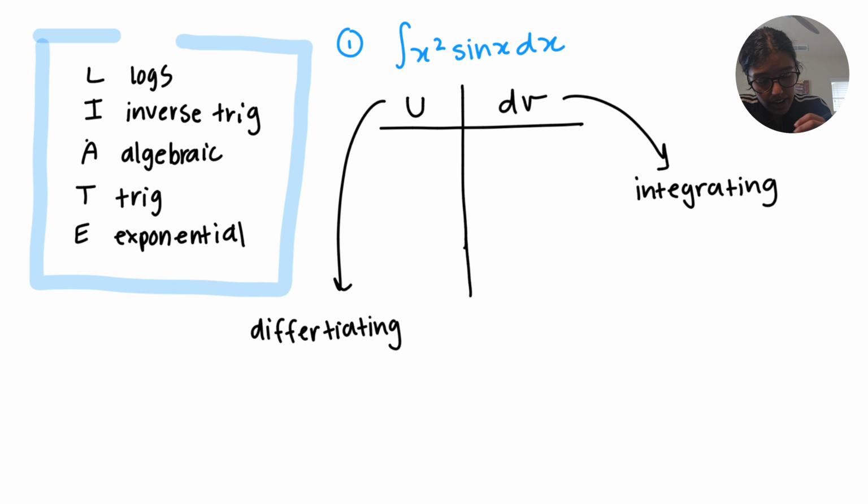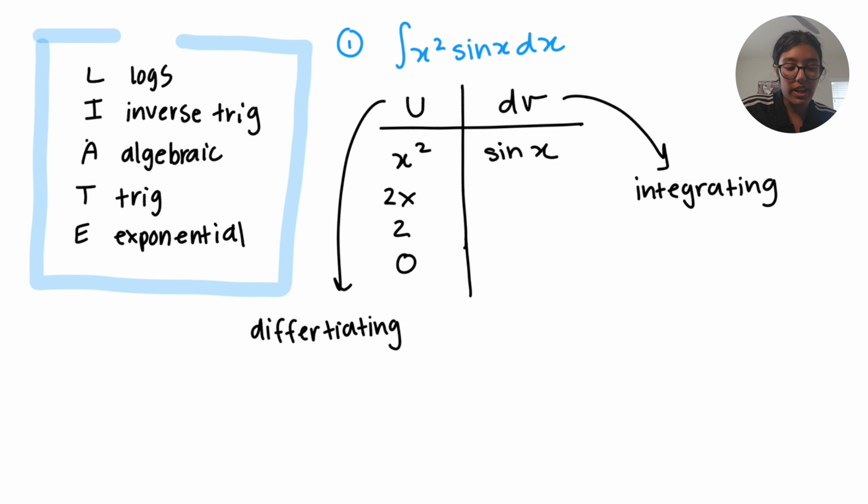Let's write our x squared, which is our algebraic piece, right over there. And let's write our dv, and we're just going to write sine x. I know dv is technically supposed to be sine x dx, but for this, we're just going to write sine x. Sine x is the one we're integrating. x squared is the one we're differentiating. So let's start differentiating x squared. The derivative of x squared is 2x. Take the derivative again, 2. Take the derivative again, 0. And we're going to stop there. Once we reach 0, your left column is done.